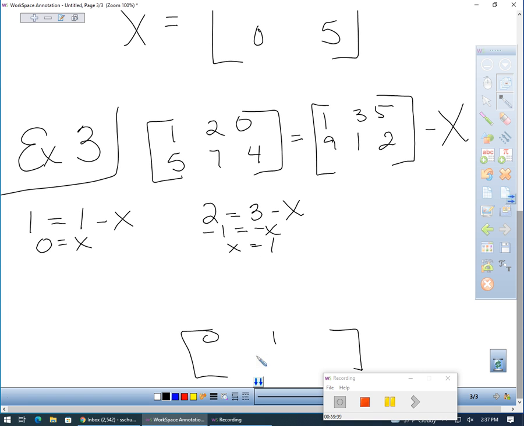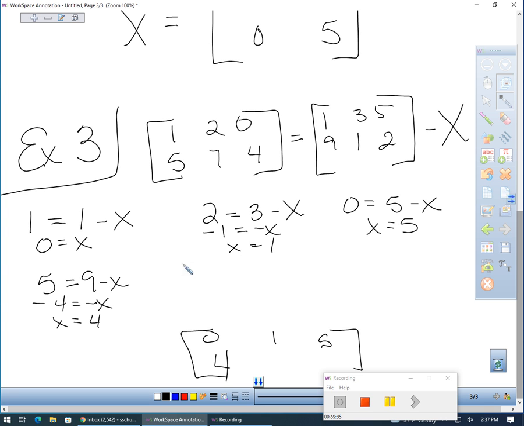Put that right here. The next one I'm going to do is this corner, the row 1, column 3. 0 equals 5 minus x. Good, x equals 5. Again, once you see it written like this, it's easy. It's when it's all in that big jumbled mess that it makes it hard. All right, let's do row 2. We have 5 equals 9 minus x. So we're going to subtract 9 over. We get negative 4 equals negative x. So x does equal 4.